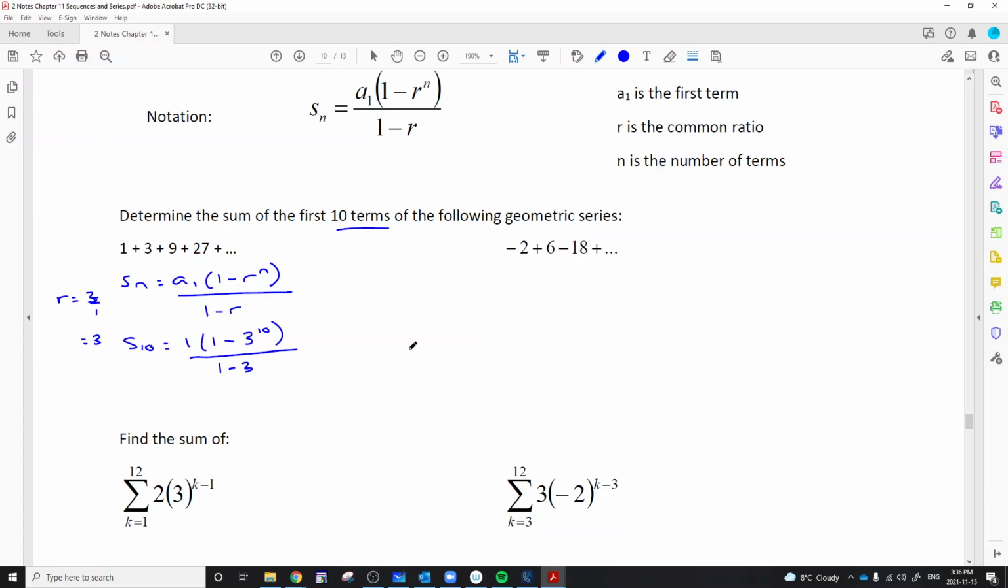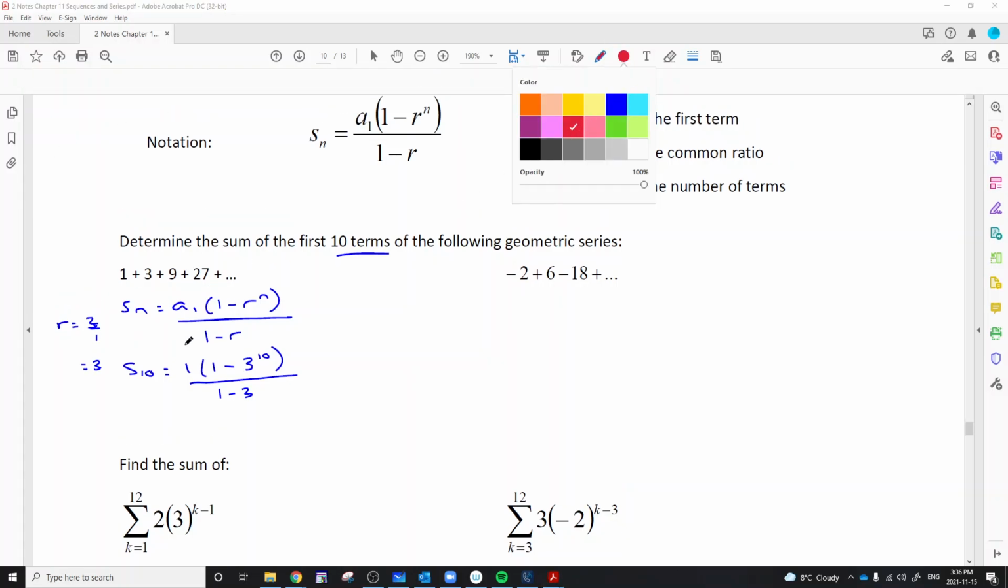But this is 1 times, which won't change anything. So I'm going to plug in 1 minus 3 to the exponent 10. Then I'm going to hit equals. Or I can make sure that whatever I plug in for the numerator is in brackets, because I want this numerator to be divided by this denominator. I didn't do 1 times because I know it's just 1. So I just plugged in 1 minus 3 to the exponent 10. Now I'm going to divide that by negative 2 because I know 1 minus 3 is negative 2.